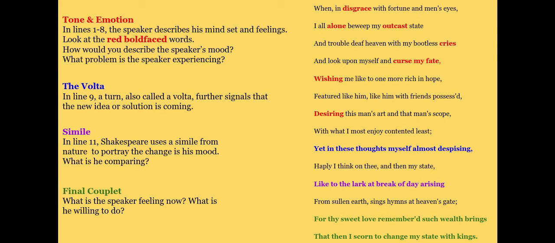The other thing we can see in a sonnet is that it is a love poem. It's about emotion. So if we look at lines 1 through 8, we can see there's an emotion here. Look at those red, bold-faced words. Disgrace, alone, outcast, cries, curse my fate, wishing like somebody to be somebody else, desiring to be somebody else. Even heaven is deaf to my cries. So those opening lines are all about establishing a mood. It's almost like the blues. I feel like a loser.